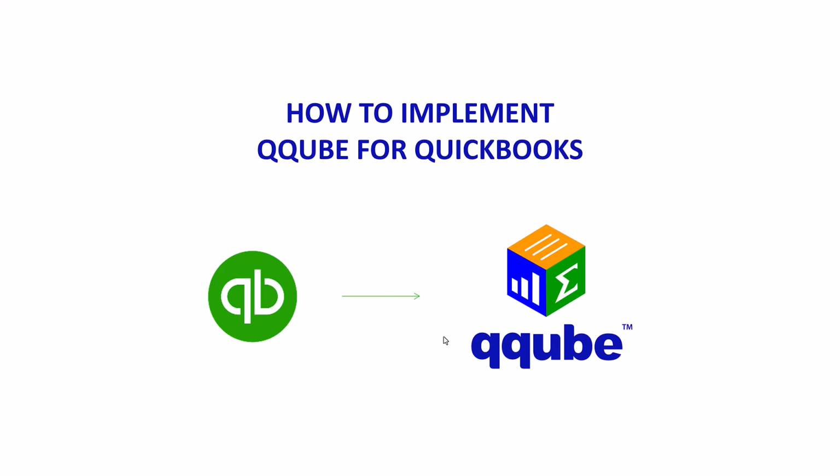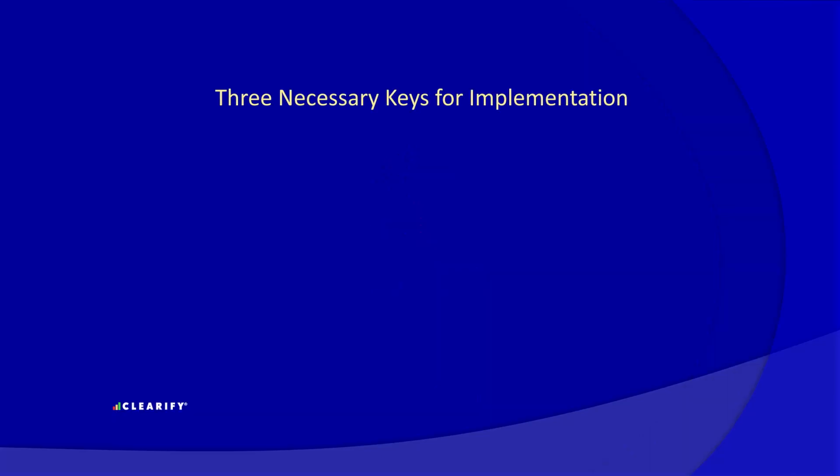This is a short overview of how to implement QuickBooks for QuickBooks. There are 3 necessary keys for implementing properly, and each one is described in step-by-step detail on our website. First, you will check the list of necessary requirements, including hardware and software, QuickBooks versions and setup, and what you will need to do to implement QuickBooks properly.